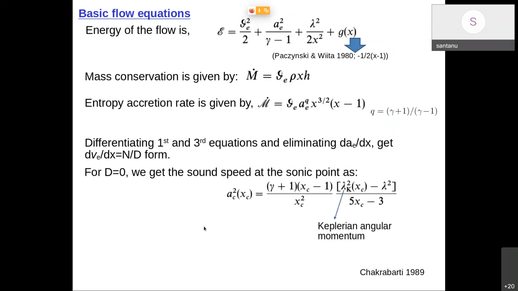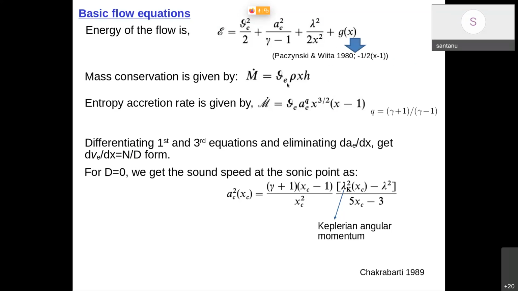In our study, we already discussed that we need angular momentum in the flow, so we considered flow equations with angular momentum. The energy of the flow can be written in this way. The first term is the kinetic energy term, the second term is the thermal term, the third term is the rotation term, and the last one is the gravitational potential term. This gravitational potential we considered as the Paczynski-Wiita potential, which is basically pseudo-Newtonian, and that can explain general relativistic results closely, not exactly but closely. So we consider this potential here.